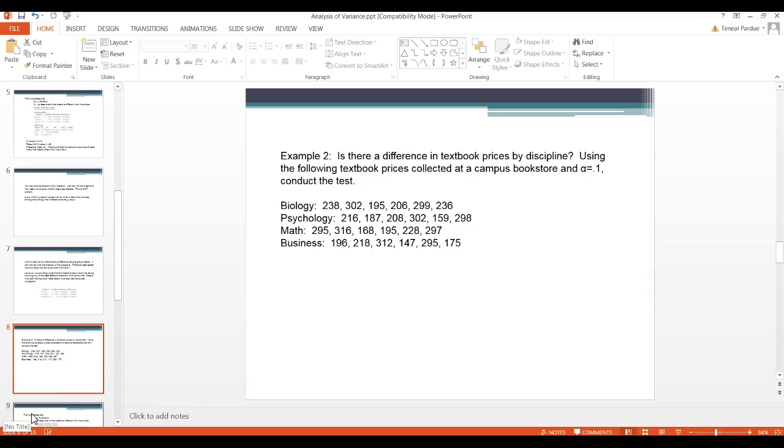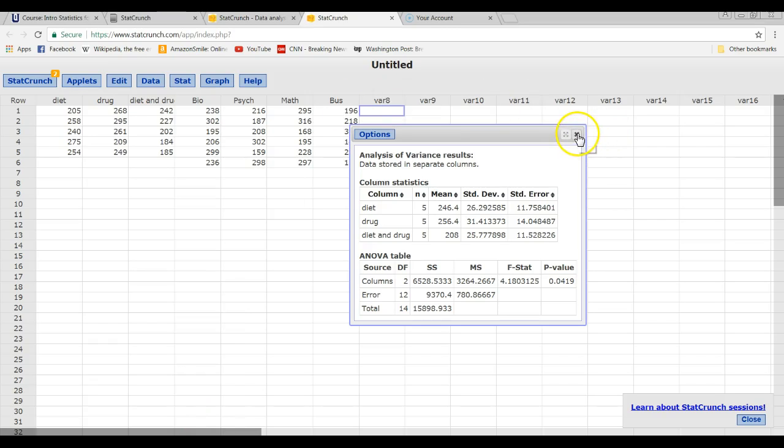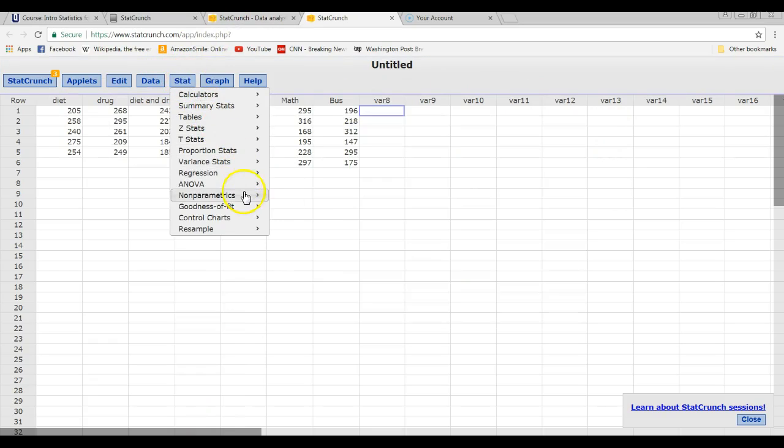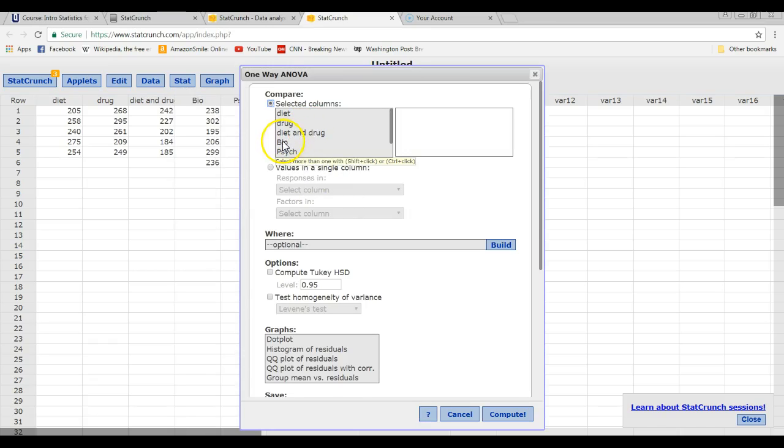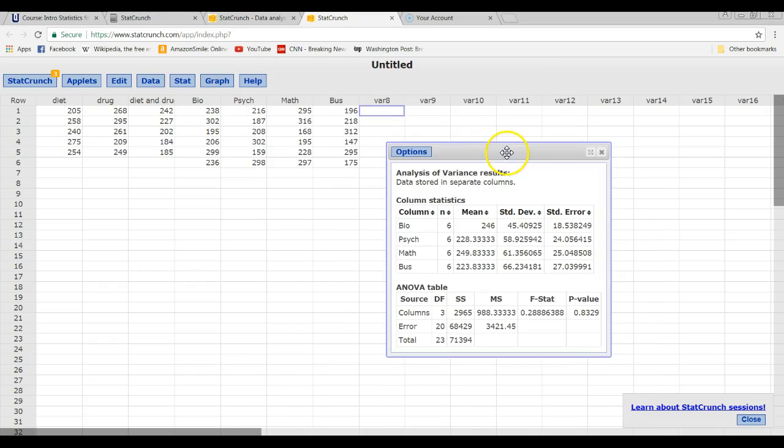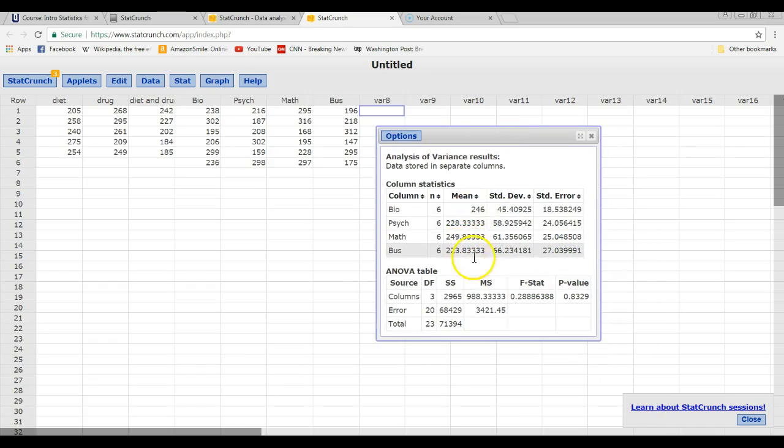Let's do another example. If we look at textbook prices by discipline, we've got textbook prices from a bookstore from 4 different disciplines. So go back to StatCrunch, run one-way ANOVA again, Stat, ANOVA, One Way. This time we're going to select these 4 columns. Click compute. It gives us the mean prices and the ANOVA table.